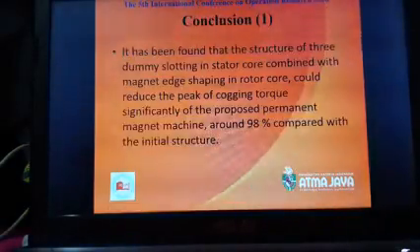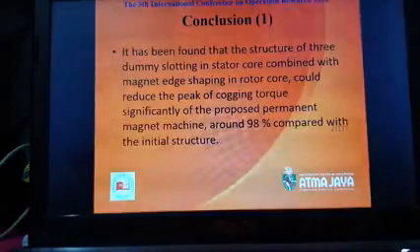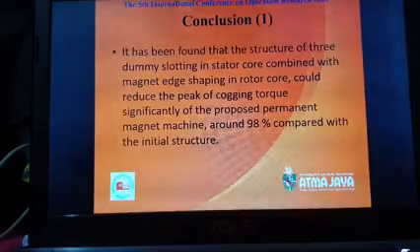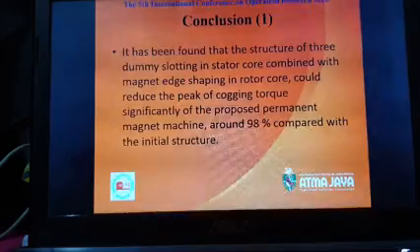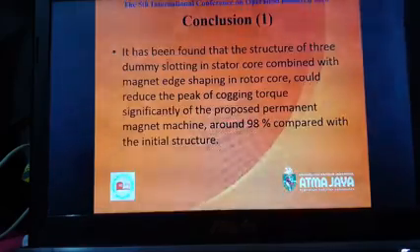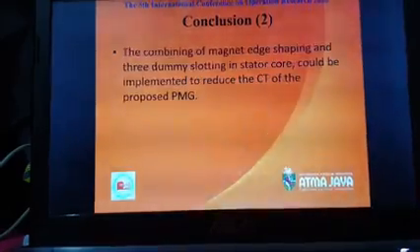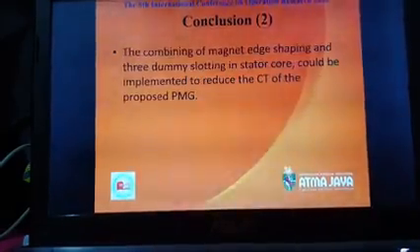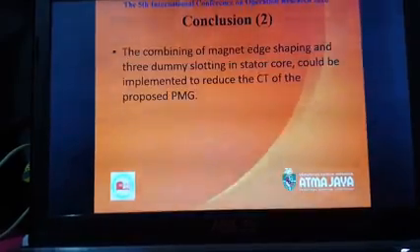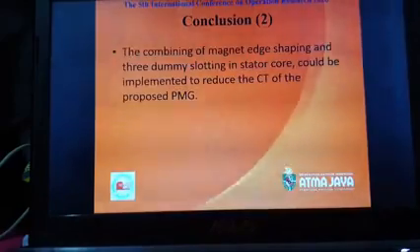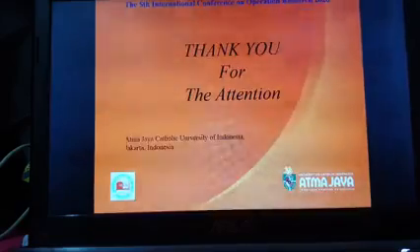And this is the conclusion. It has been found that the structure of 3 dummy slots in the stator core combined with magnet edge shaping in the rotor core could reduce the peak of cogging torque significantly in the proposed permanent magnet machine, around 98% compared with the initial structure. The combination of PMG edge shaping and 3 dummy slots in the stator core could be implemented to reduce the CT of the proposed PMG. Thank you for the attention.